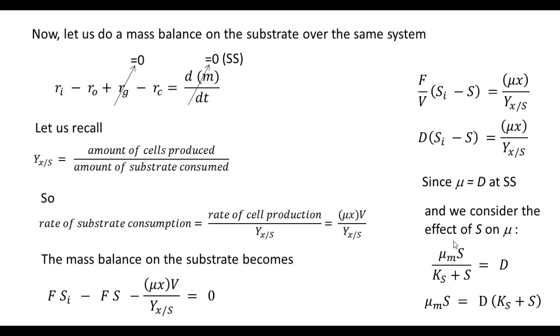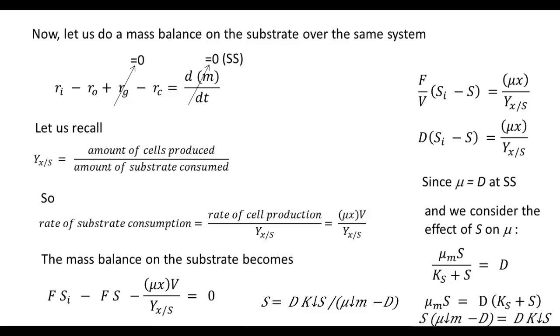Therefore, mu m S equals D into Ks plus S. This is transposing the equation, multiplying both sides by Ks plus S. Consolidating the terms in terms of S, you have a mu m S here and a DS here. Bring it to the same side, or subtract DKs from both sides. You get S into mu m minus D equals DKs here, and therefore S equals DKs by mu m minus D.